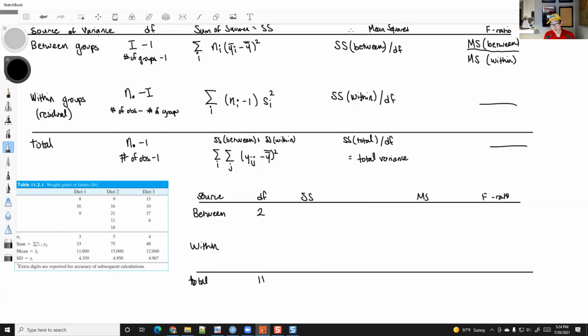And then basically we just need to know that these two things have to add up to each other. So we can just plug in a 9 here. We can also do total observations, 12, minus number of groups, 3. 12 minus 3 is also 9.